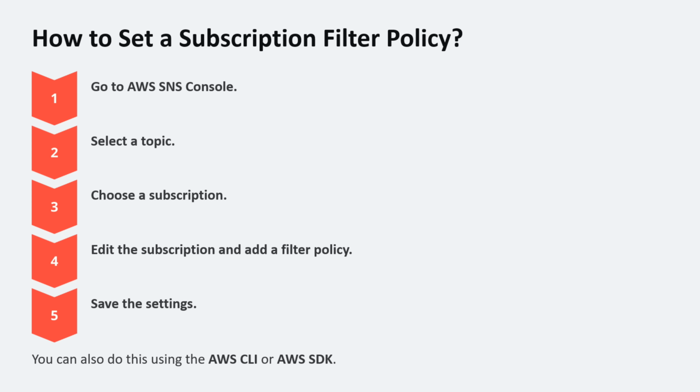How to set a subscription filter policy? You have to go to the AWS SNS console, select a topic, choose a subscription, edit the subscription and add the filter policy, then save the settings. You can also do this using AWS CLI or AWS SDK.